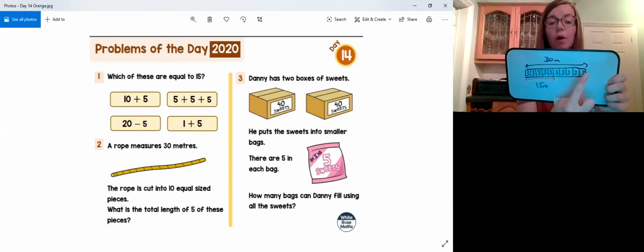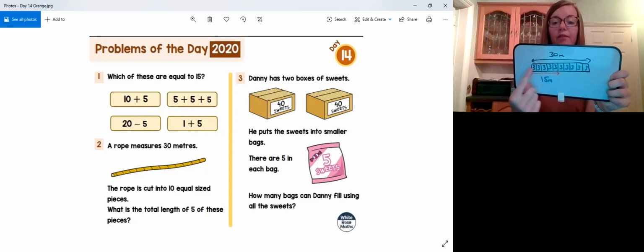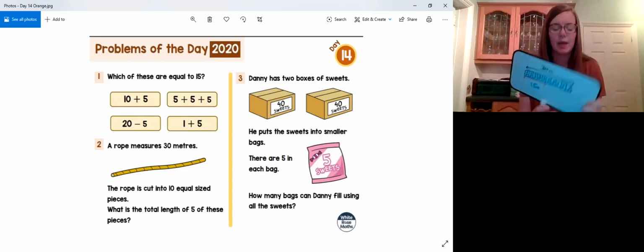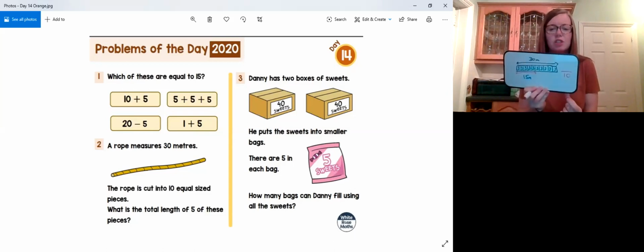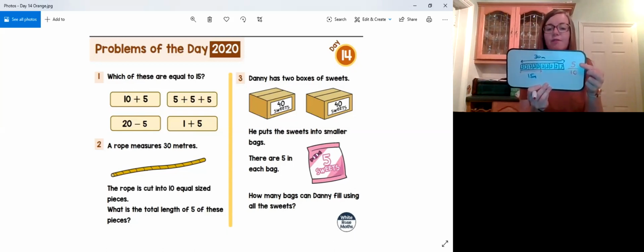So we worked out what each of the 10 pieces was in length, and then what 5 of those pieces were together. But let's think about what we know here. We cut the rope into 10 pieces. So if we think about our fractions, 10 goes on the bottom, and we wanted 5 of them. So we wanted 5/10.